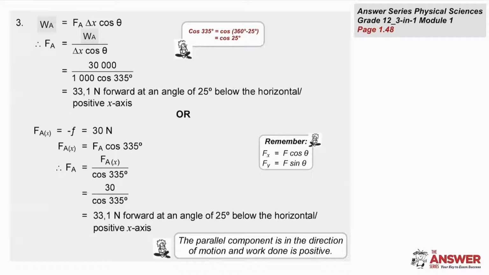Now that we have the horizontal component as 30 newtons, we can calculate the magnitude of the final force. Either use the work equation and substitute in the work done and the 1,000 meters at that angle to give us the size of the force, or simply use the ratio FA in the x direction divided by FA is equal to cos 335, and in that way find out F of A is equal to 33,1 newtons.